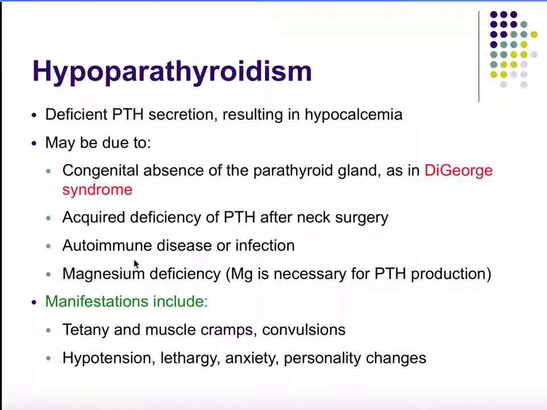Or it could be an autoimmune destruction of the parathyroid gland or due to an infection, or it could be due to magnesium deficiency, as magnesium is necessary for parathyroid hormone production. So if you do have hypoparathyroidism, and as a result low calcium in the blood, it's going to lead to things like tetany and muscle cramps and convulsions.